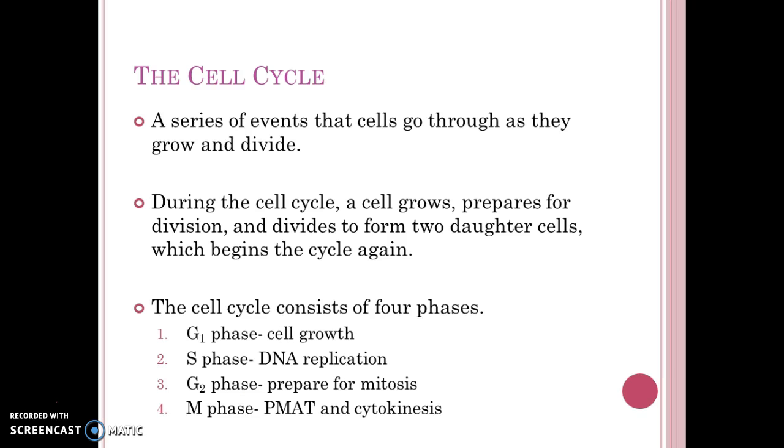The cell cycle. A series of events that cells go through as they grow and divide. During the cell cycle, a cell grows, prepares for division, and divides to form two daughter cells, which begins the cycle again. The cell cycle consists of 4 phases: G1 phase, S phase, G2 phase, and M phase.